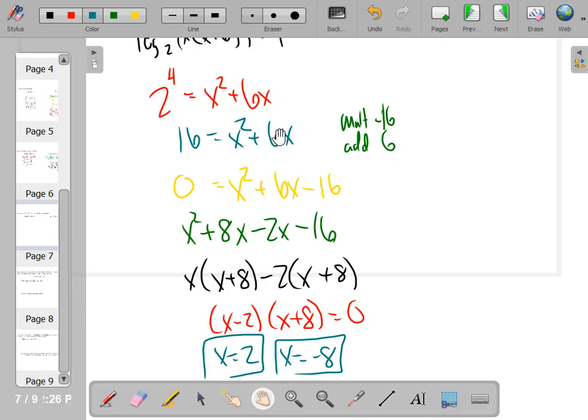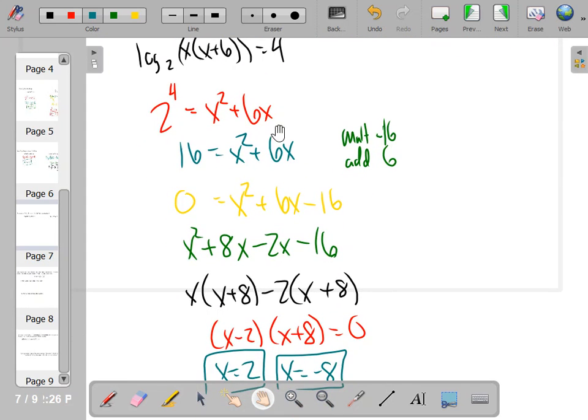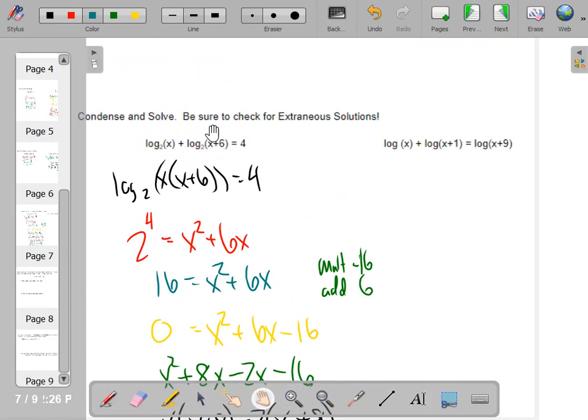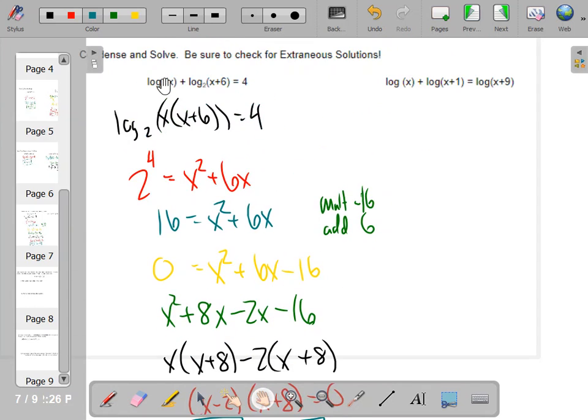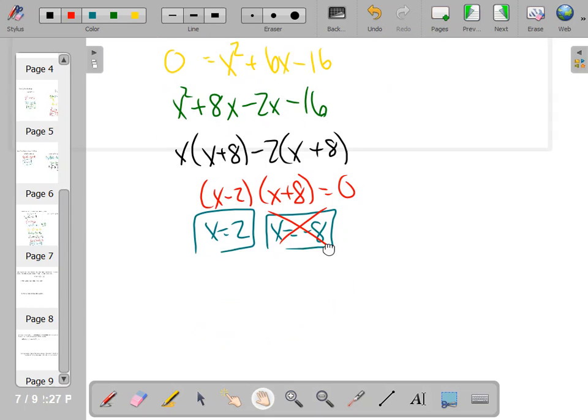But you've got to check to see if these are extraneous solutions. You cannot take the log of a negative number. So if you plug in 2, log of 2, that's fine. 2 plus 6 is 8, that's fine. Okay, 2 works. How about negative 8? Can you take the base 2 log of negative 8 if you plug negative 8 in there? Nope, you cannot take the log of a negative number, so this does not work.